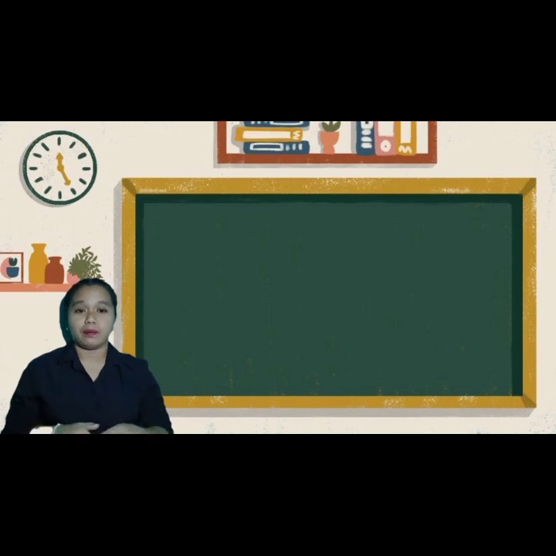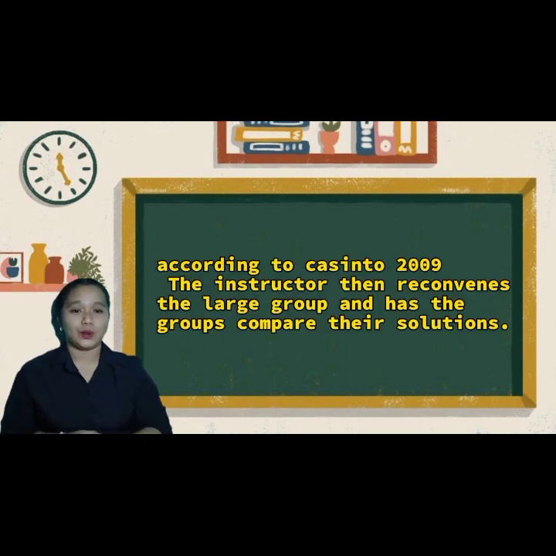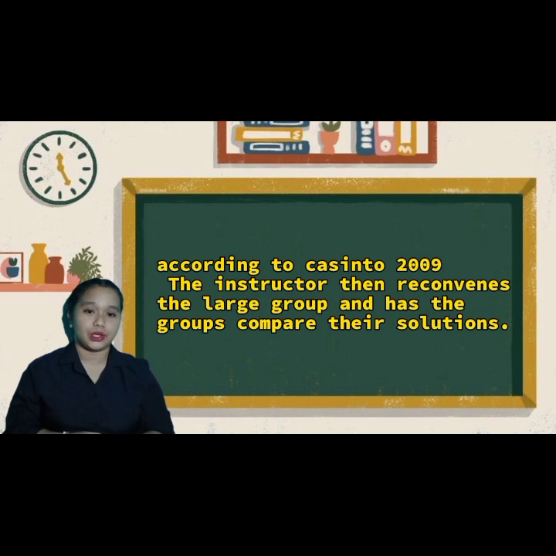The instructor prepares a description of the task beforehand and in class divides the large group into smaller work groups of 2 to 7 students. These students work together to complete the task as assigned. And according to Casinto 2009, the instructor then reconvenes the large group and has the groups compare their solutions.